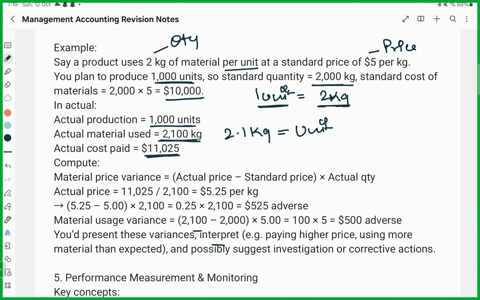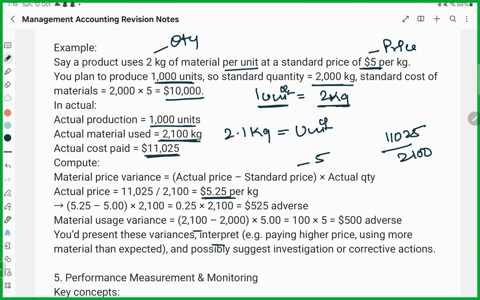For calculating material price variance, what I need is the actual price, the standard price, along with the actual quantity. I have the standard price, that is rupees 5. I need the actual price. So the actual price is going to be 11,025 upon 2,100. That turns out to be 5.25. So instead of 5 rupees per kg, I paid 5.25 per kg. So my material price variance is going to be.